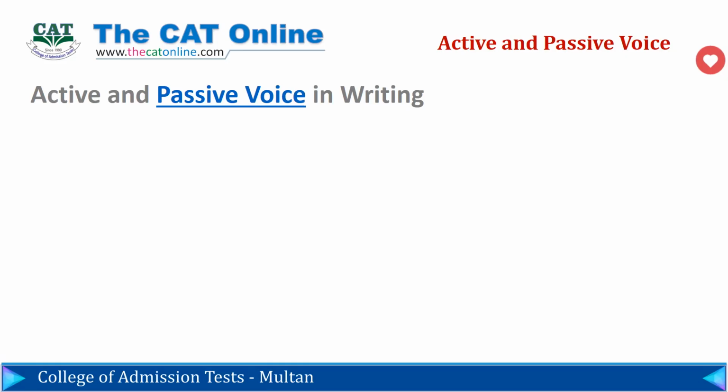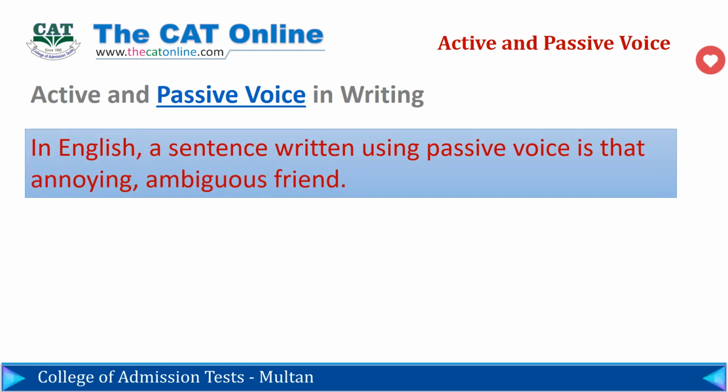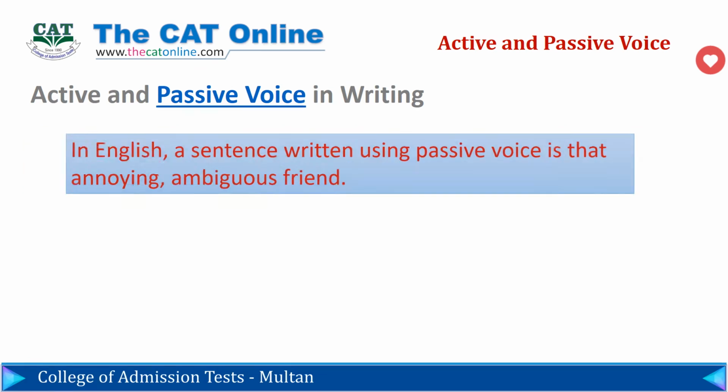Active and passive voice in writing. Everyone has that friend. You know, the one who's always passive-aggressive and never seems to come out and just tell you what he or she means. The roommate who wanders around the kitchen wondering aloud where all of her milk went when you and she are the only people in the room, and you wish she would just ask you directly if you were the one who used all her milk without asking? In English, a sentence written using passive voice is that annoying, ambiguous friend.